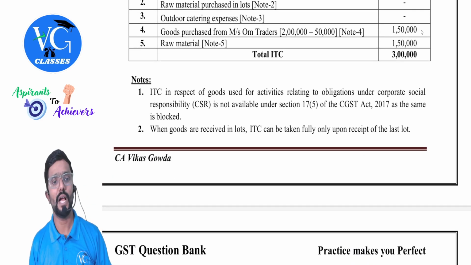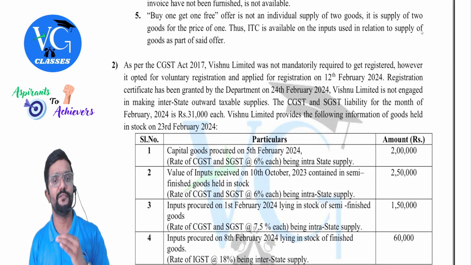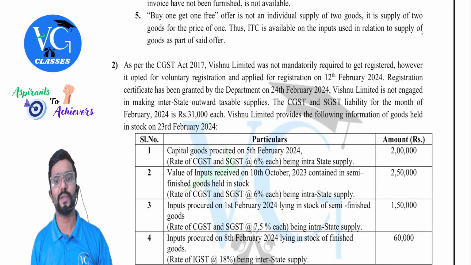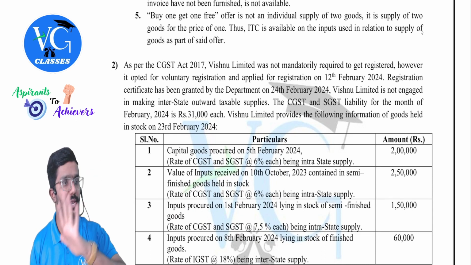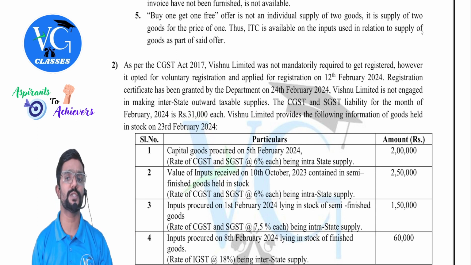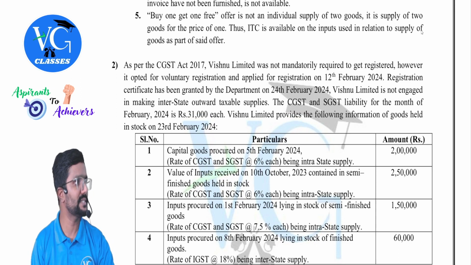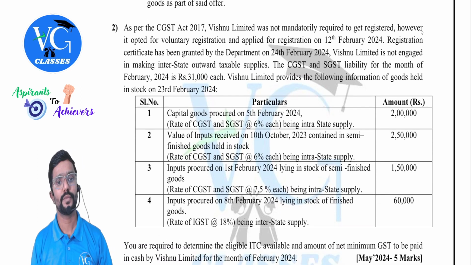Full credit is available. Fifth note, buy one get one free offer is not an individual supply of 2 goods. It is a supply of 2 goods for the price of 1. Thus, ITC is available on the inputs used in relation to supply of goods as part of the said offer. In simple terms, full credit is available, people.